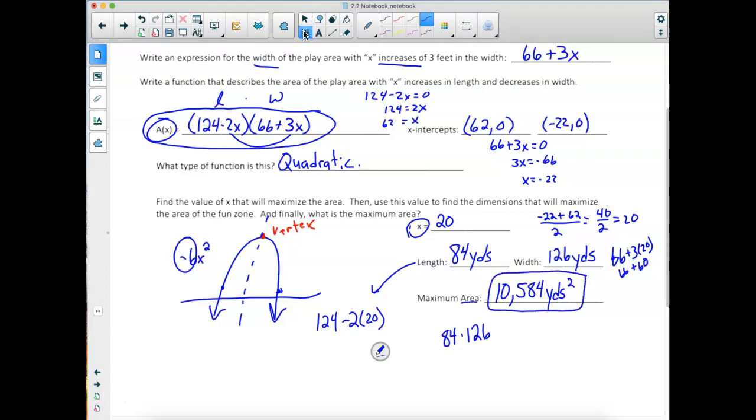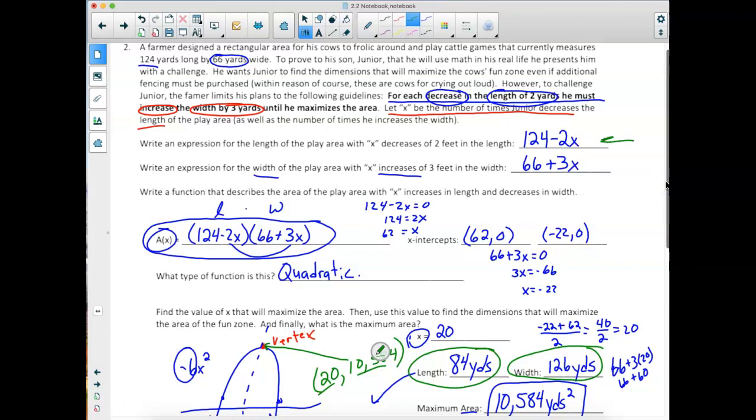Now, if you graphed it in Desmos, the coolest thing about these, in my opinion, is that the ordered pair of that vertex is going to be the number of decreases, comma, the maximum area. I'm not seeing these pieces of the puzzle in there. I'm seeing number of decreases, maximum area. How did I get these? I got those by plugging them into what the actual length and width would have been. Hopefully that helps. Any questions?